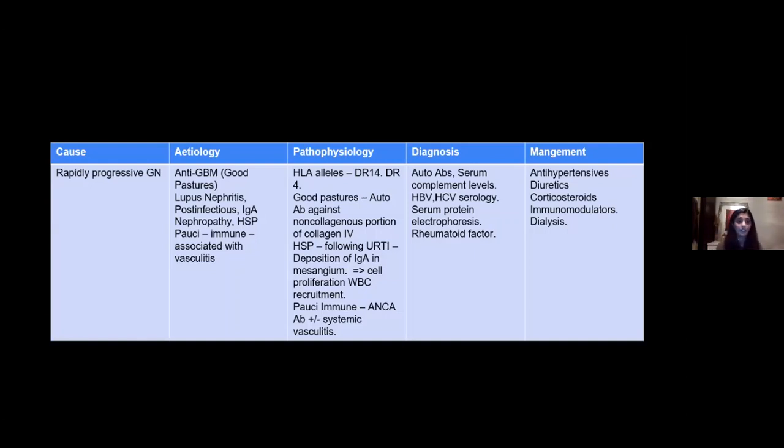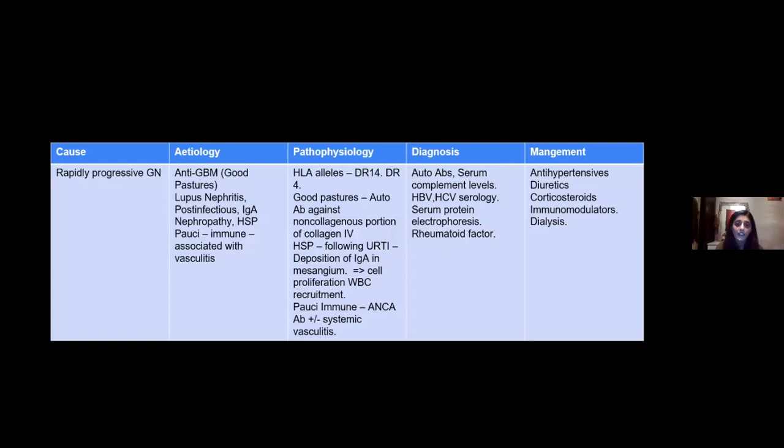Pauci-immune associated with vasculitis. This is a kind of autoimmune condition that leads to vasculitis, again, inflammation of the blood vessels, specifically in the kidneys, in the glomerulus, which is going to lead to nephritic syndrome.